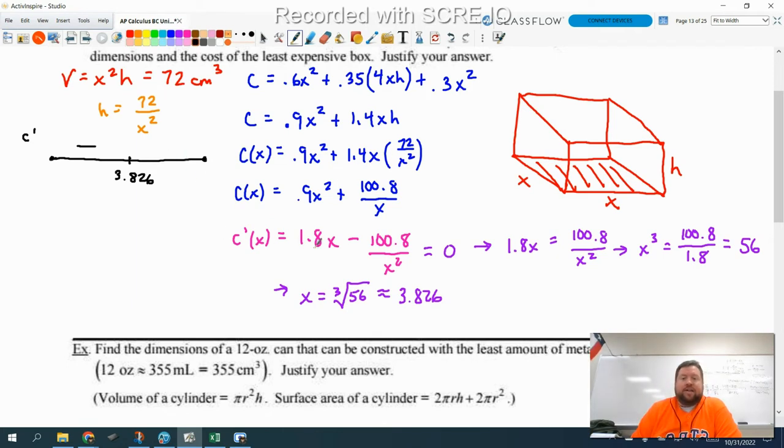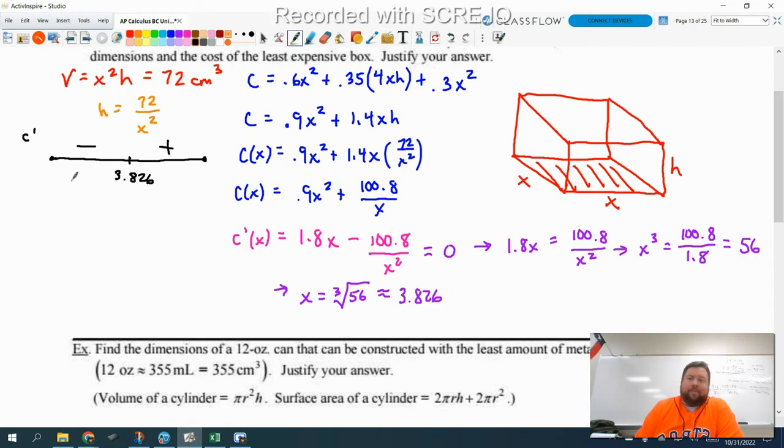All right, and then I'm going to choose 10. Okay, and the reason I'm choosing 10 is because it's easy to manipulate with these two numbers. 1.8 times 10 is 18. So that's going to be 18. And then 10 squared is 100. So it's 100.8 divided by 100, which is a little bit bigger than 1. So I know it's 18 minus 1, basically, which is definitely a positive number. So I know my c prime changes from negative to positive at this point. And since it's the only critical point, that has to be our absolute minimum.